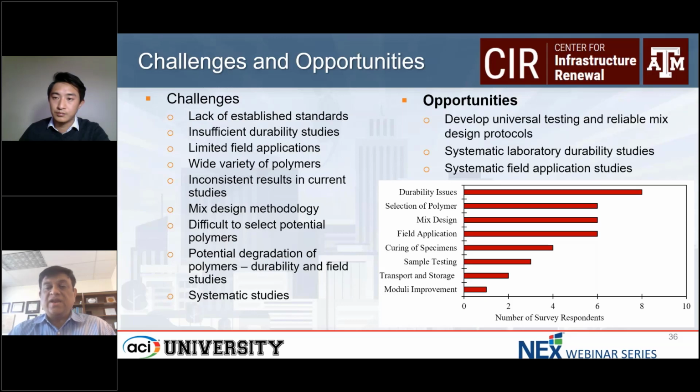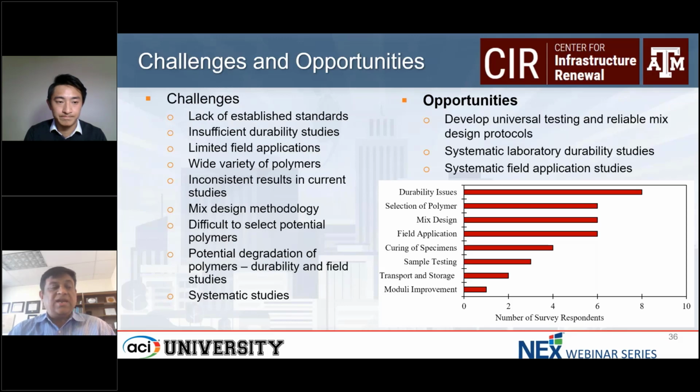We definitely need universal testing and reliable mix design, but we have to understand that there are so many polymers. So we're not going to have only one flow chart or one methodology. It is specific to different types of polymeric families. Then also, as I mentioned, durability studies are something we are focusing on.